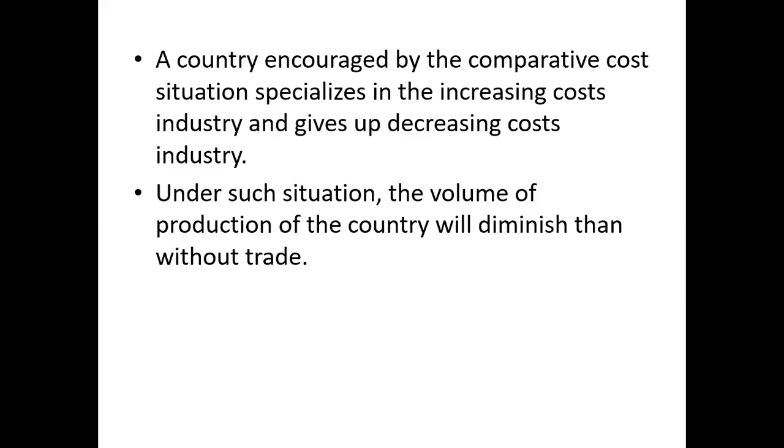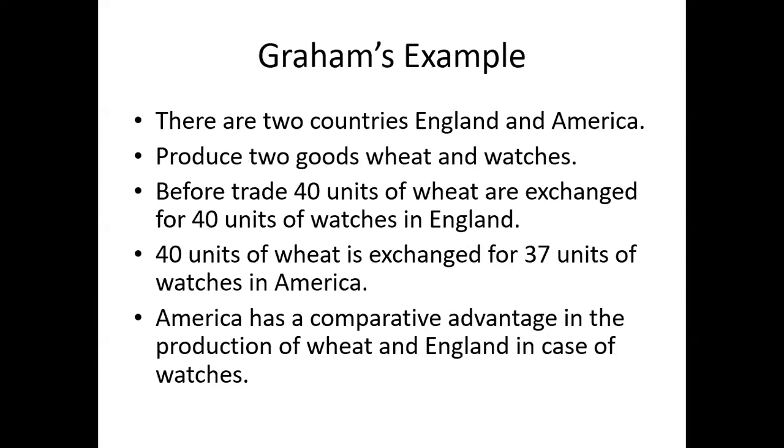A country encouraged by the comparative cost situation specializes in the increasing cost industry and gives up the decreasing cost industry. In order to prove this, he takes the case in which a country, encouraged by the comparative cost situation, specializes in the increasing cost industry and gives up the decreasing cost industry. Under such a situation, the volume of production of the country will diminish compared to without trade. Let us see Graham's arithmetical example.